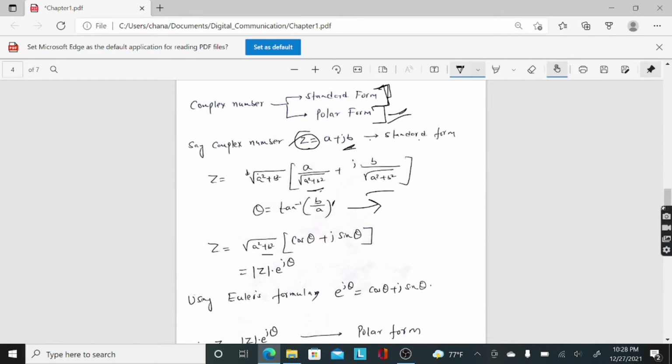root a square plus b square into cos theta plus j sin theta, or mod of z e power j theta. So we all know this is Euler's theorem: cos theta plus j sin theta is e power j theta. So a complex number in polar form can be represented as its magnitude into e power j theta, where theta is the argument of that complex number.